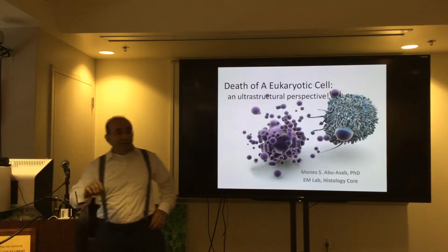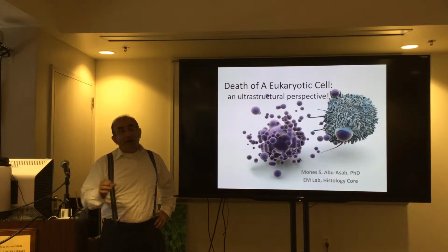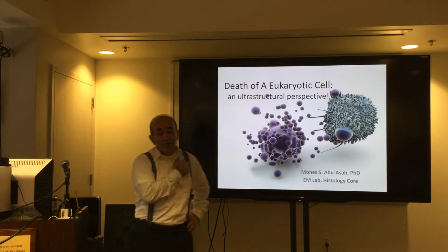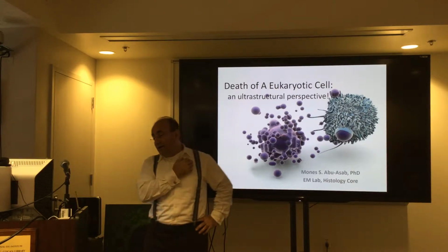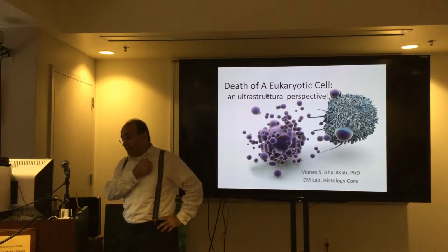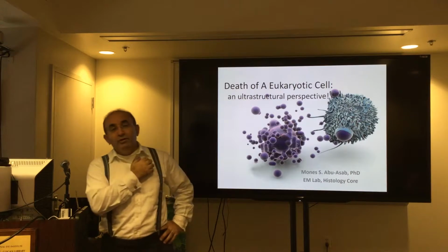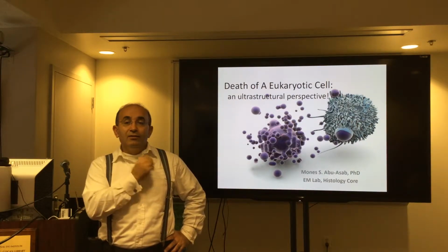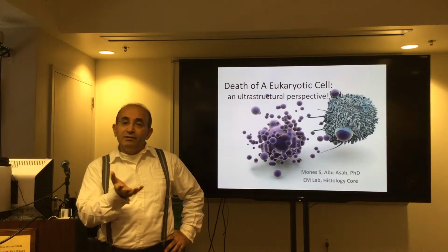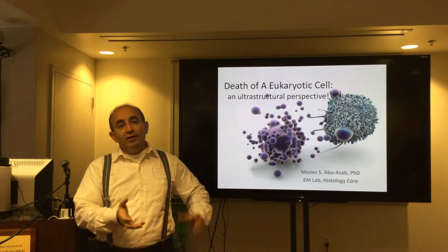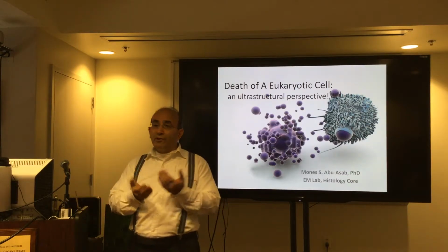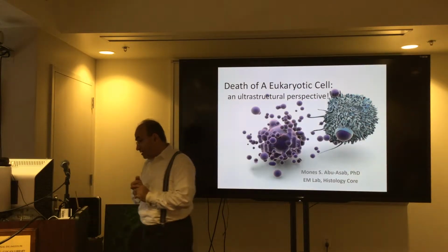So the talk today is going to be about the various ways of cell death that the cells undergo in the eukaryotic cell. Basically, the work we do at the ultrastructural pathology is looking at disease tissues, and from that, looking at the images, you try to construct the way the cells are dying.